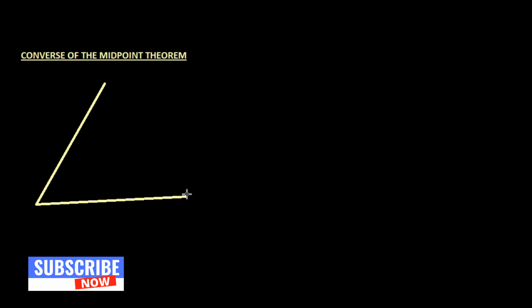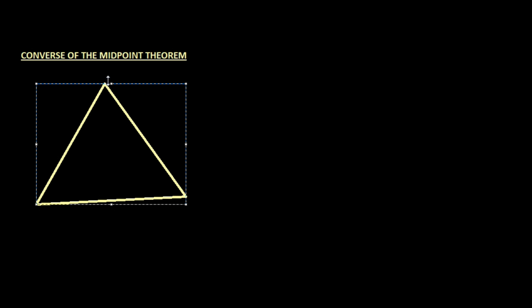Let's start with a triangle again. Now this is a triangle that I have. Let me name the triangle again PQR. And we have a midpoint of one of the sides. So let's take the midpoint of PQ this time. Let's say that this is the midpoint. And let me name that point as D.